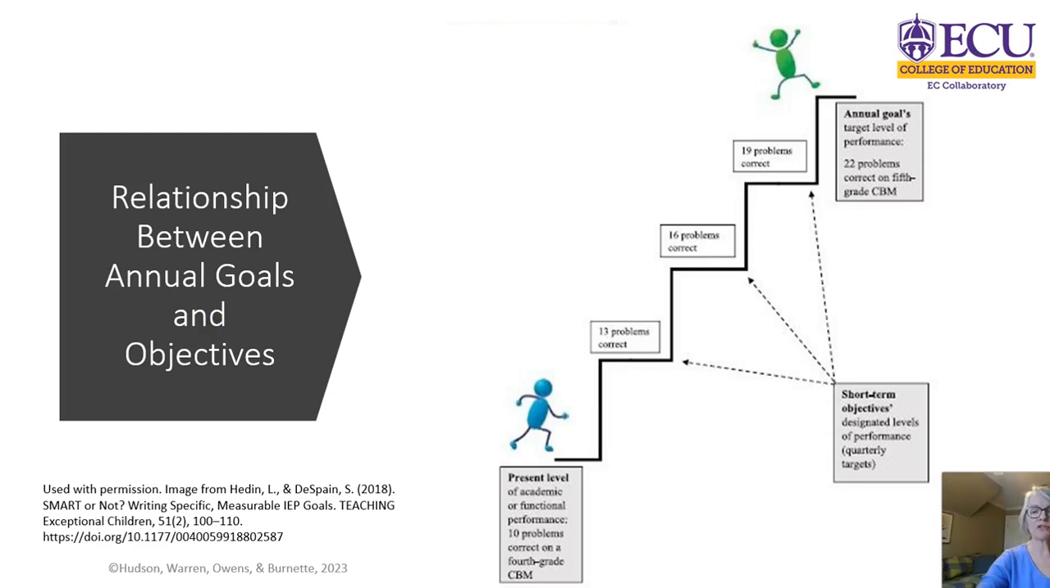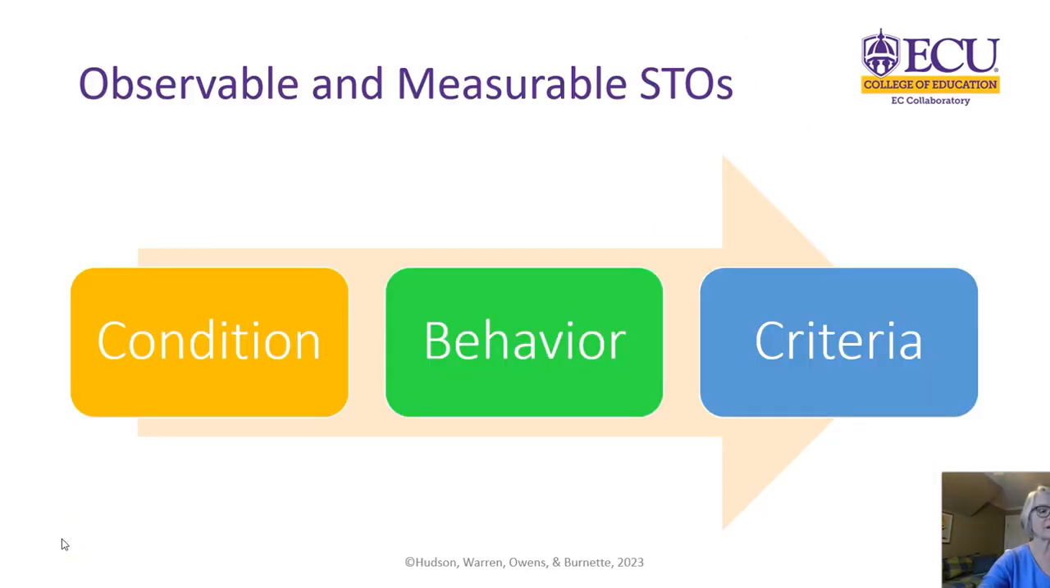Here's a graphic that describes the relationship between annual goals and objectives. Notice that the annual goal is at the top, and the objectives are the steps to get from where the person is to the annual goal. All objectives must be measurable and observable, and they contain 3 elements: a condition, a behavior, and a criteria for mastery.